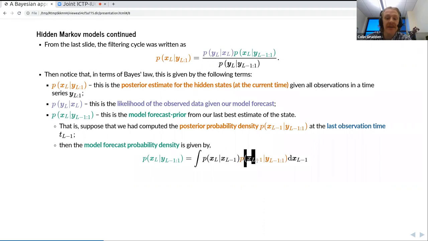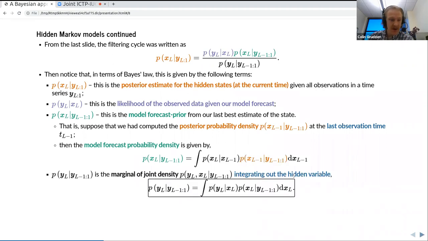And in this case, that is the last filtering density as such. And then lastly, we have this nuisance denominator term, which is a marginal of this odd joint density. That is a joint density for our current observation and our current model state, given the past time series, where we've simply integrated out the hidden variable. We can write it as a conditional density for our current observation given our current model state, times a conditional density for our current model state given the past time series, but again, where we've integrated out the hidden variable.